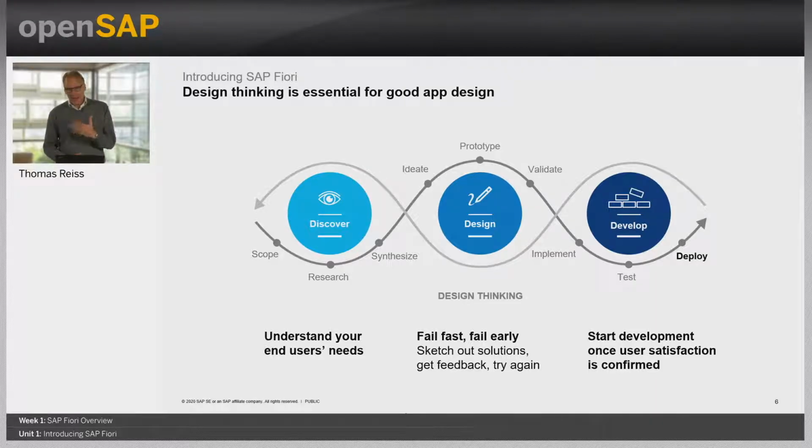And then of course actually go to the third part, start the development. But of course only start the development once you really are sure that user satisfaction has been confirmed. So once you really know that the user is behind what you're doing, then you actually start developing. And of course that's a great way of making sure the users are happy, and of course you use your time and investment most effectively. So that's how to design a good app.